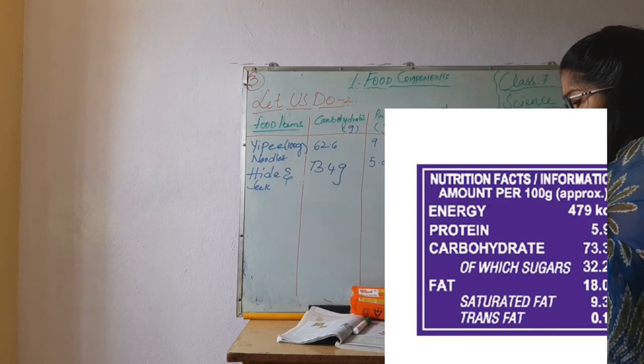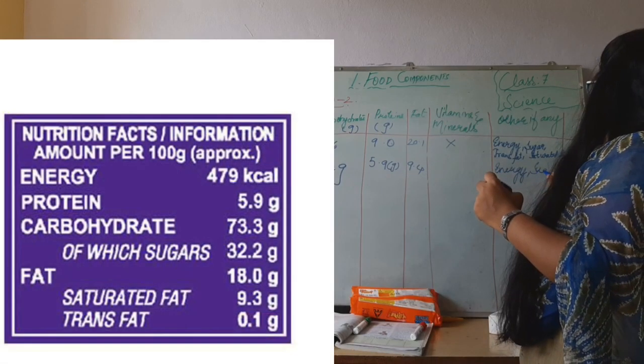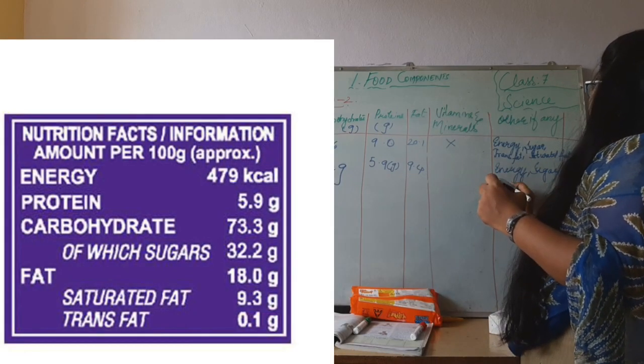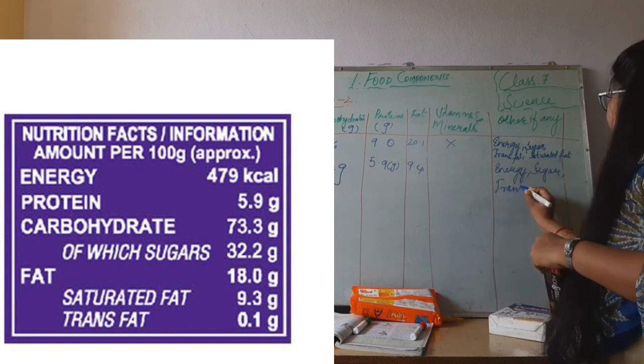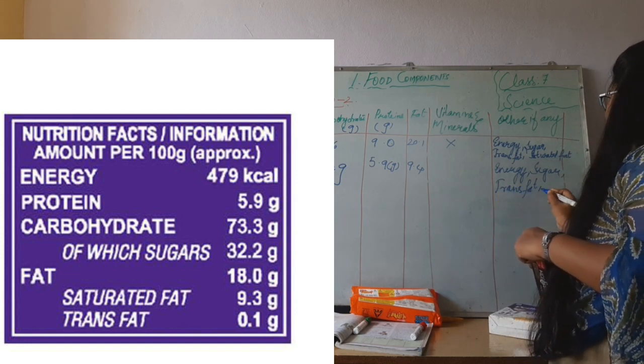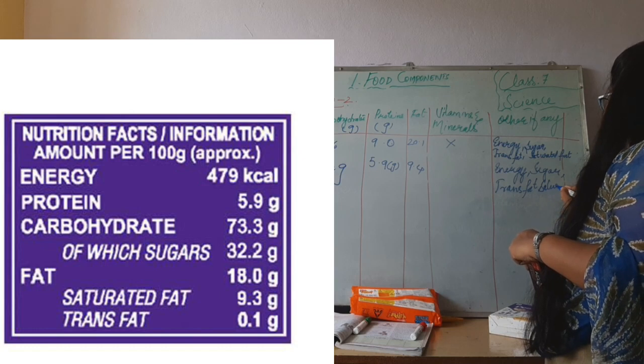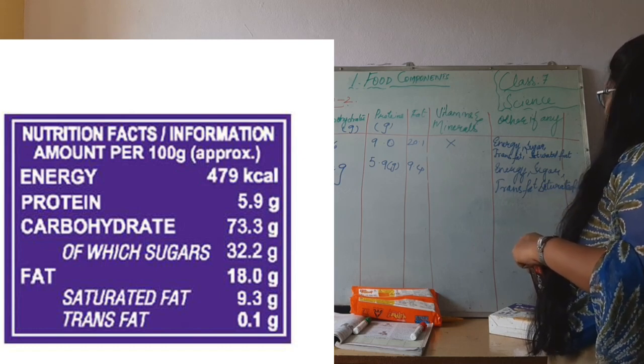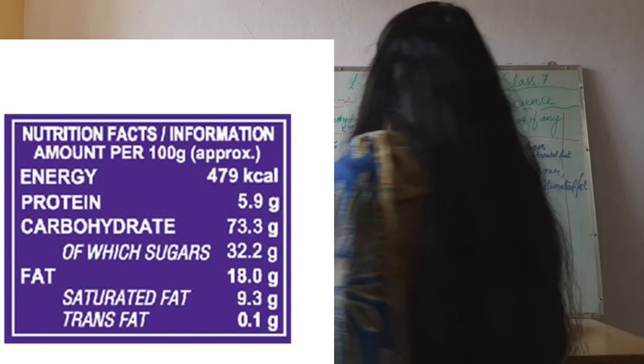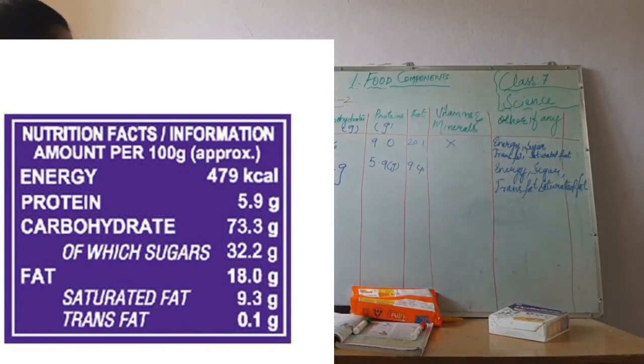and sugars, trans fat, saturated fat, same. Trans fat and saturated fat. Saturated fat. Done? Yes. Hide and seek biscuit packet. These are all you are going to have.